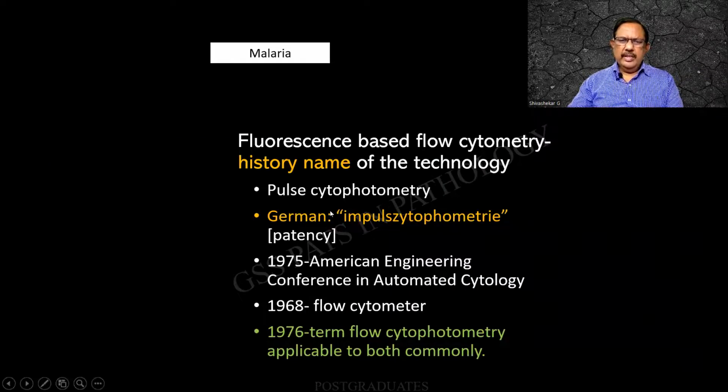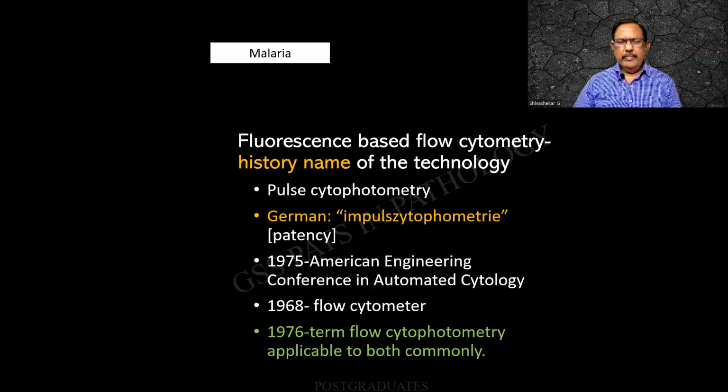So this is the German word for it, quite difficult to spell. And it was with this that the first patent was obtained. And it has been developed further by the American Engineering Conference in Automated Cytology, not necessarily for medicine alone, but for other disciplines. In 1968, there came a flow cytometer, and in 1976, flow cytometry applicable to both. So the word flow cytometry is applicable to both the measurement as well as the fluorescence.